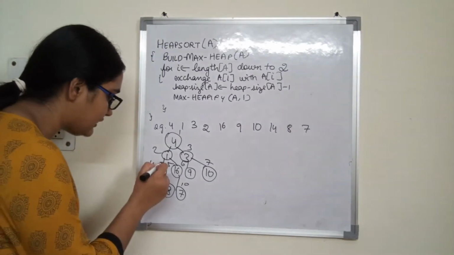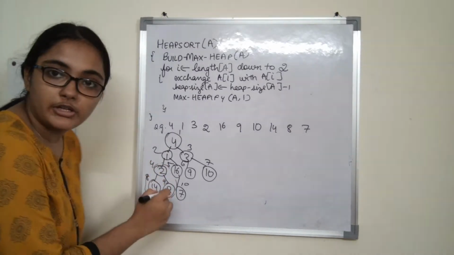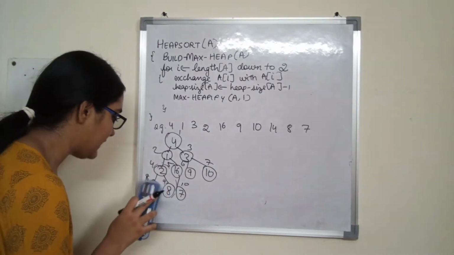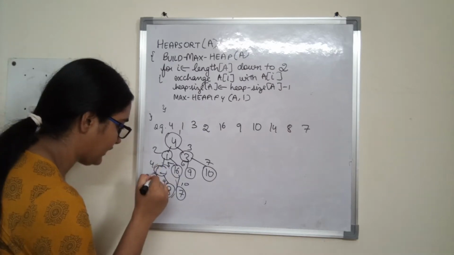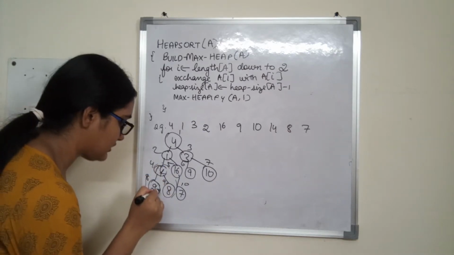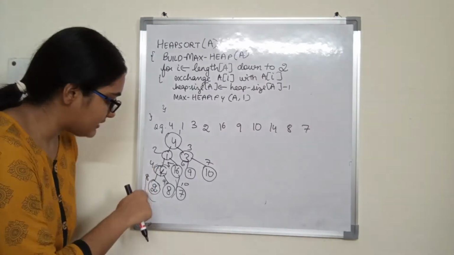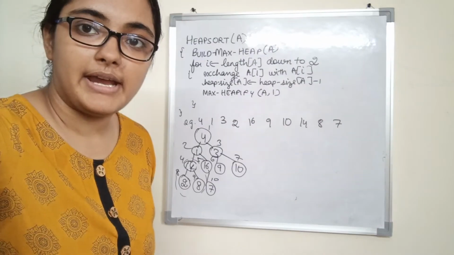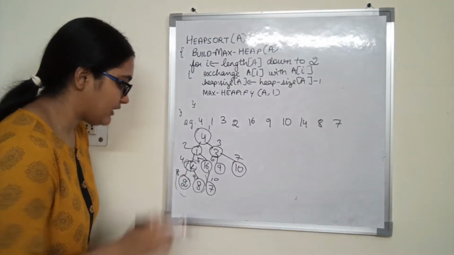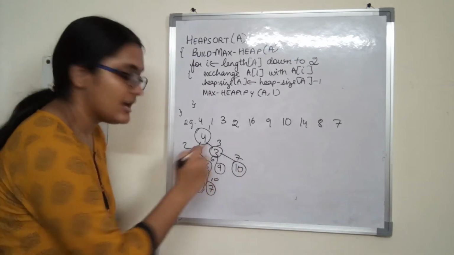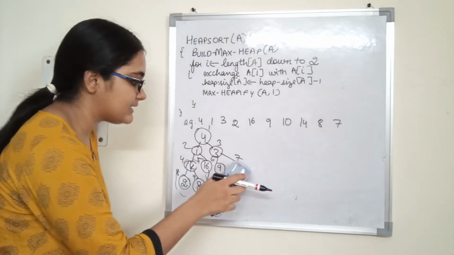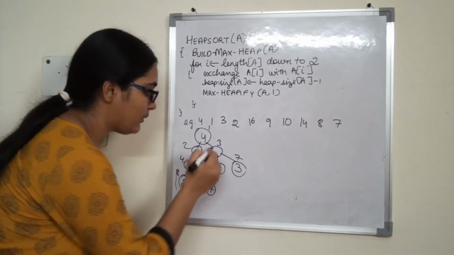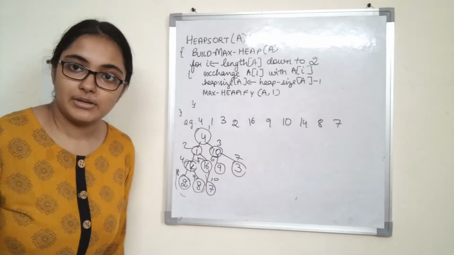Now when we call it on this particular subtree, that is 2, 14 and 8, which one is the maximum? 14 is the maximum. So what will happen? 14 and 2 will be exchanged. And when we call max heapify on 2, since it is a leaf, nothing much will happen, right? So that is about when we call max heapify on 4. When we call it on 3, which one is the maximum out of 3, 9 and 10? 10 is the maximum. So 10 will be exchanged with 3, right? Now when we call max heapify on this, it is a leaf, so it will return as it is.